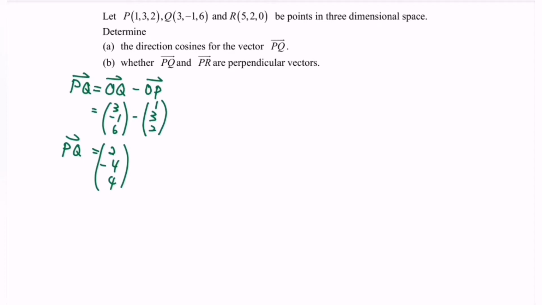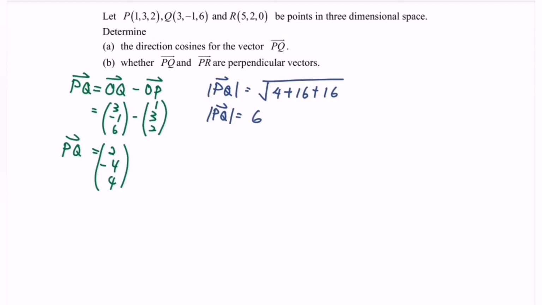Next, what we have to do is to find the magnitude for PQ. So the magnitude for PQ is equal to the square root of, kindly refer to the vector PQ where we have 2, -4 and 4. Kindly square: 2 squared is equal to 4, plus -4 squared which is equal to 16, plus 4 squared, another 16. So the magnitude for the vector PQ is equal to 6 because we have the square root of 36 which is equal to 6.